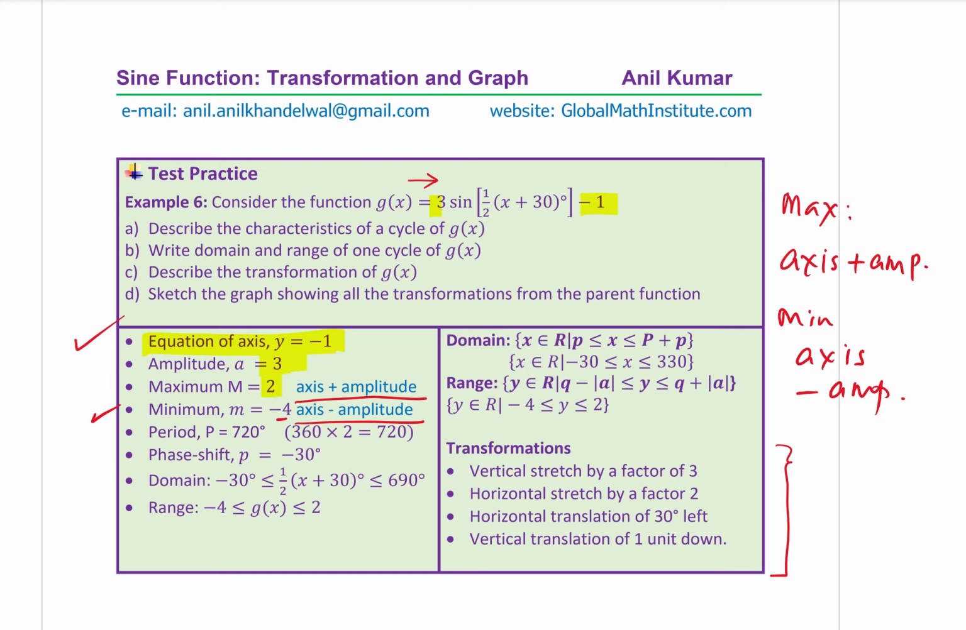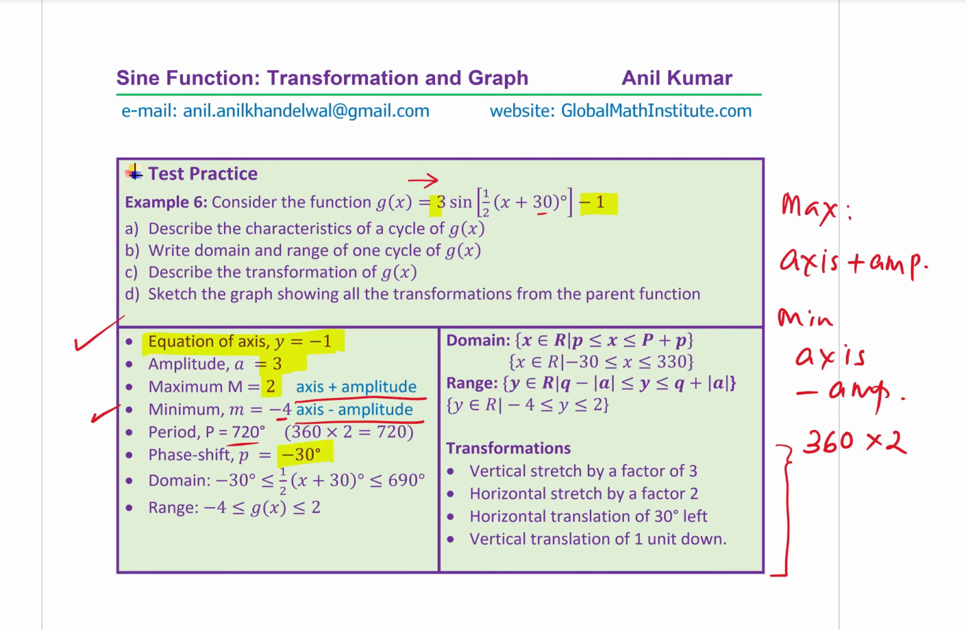Period. We get from the k value of half, so in this case it will be 360 degrees times 2, which is 720 degrees as mentioned here. Phase shift, you can directly read. Once you factor the coefficient of x, you can directly read. It is 30 to the left side, and therefore we have included minus sign.